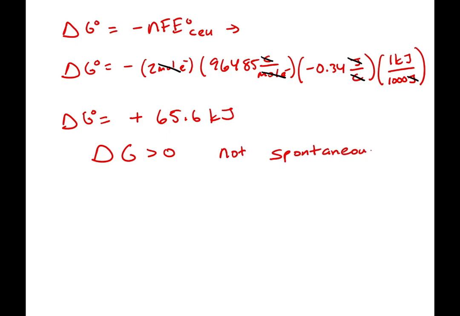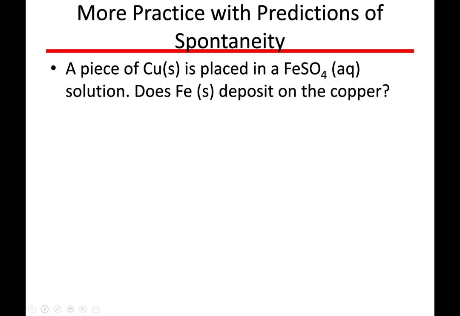In fact, anytime E naught for the cell is negative, we're going to deal with a reaction that is not spontaneous. Because imagine if you plug a negative number in for E naught, the negative sign out in front of the equation cancels it out, making delta G positive, making the process not spontaneous. And so you can safely put a solid piece of copper into an acidic solution and not worry about the copper dissolving. Now let's take a look at another example.